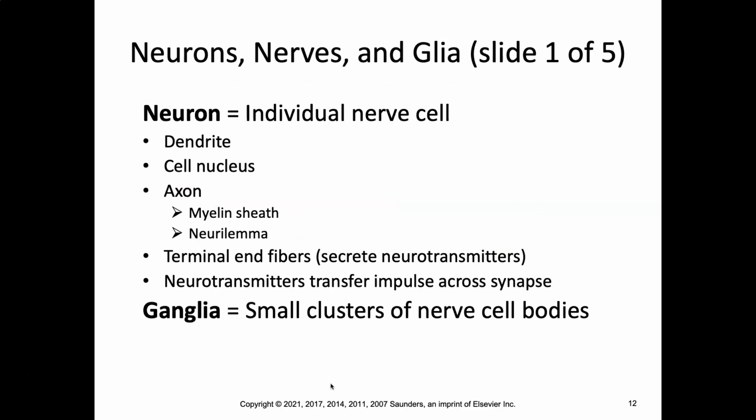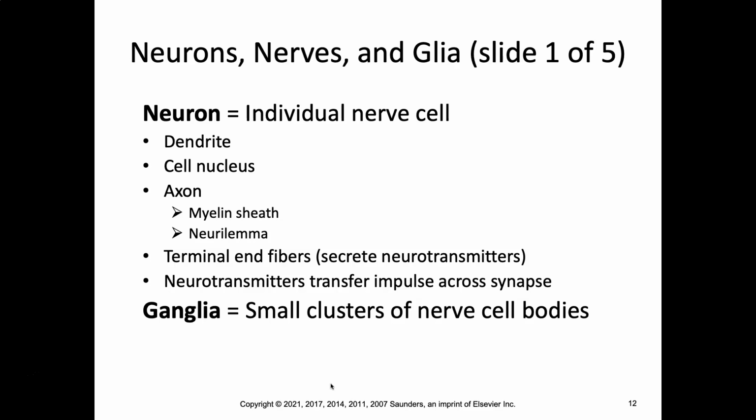Neurons. We're going to get into the neurons, nerves, and glia. I'm not going to talk a whole lot about this in these slides, so make sure you take a look in your book about this. A neuron is an individual nerve cell. It'll get you through the different pieces and parts.